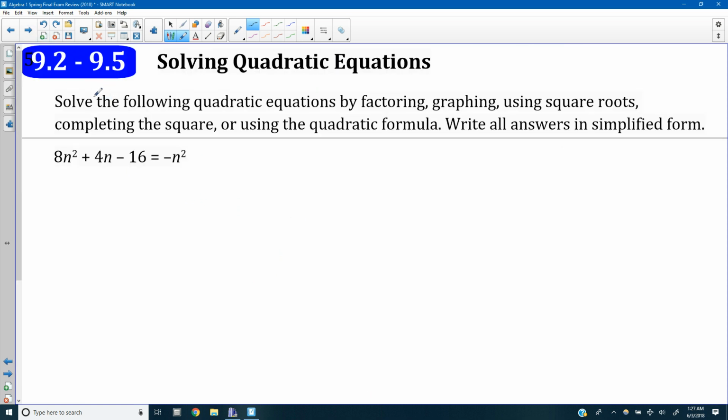Okay, I think this is the last quadratic one to solve for. So again, we're looking at doing standard form. Let's add this n squared over here.